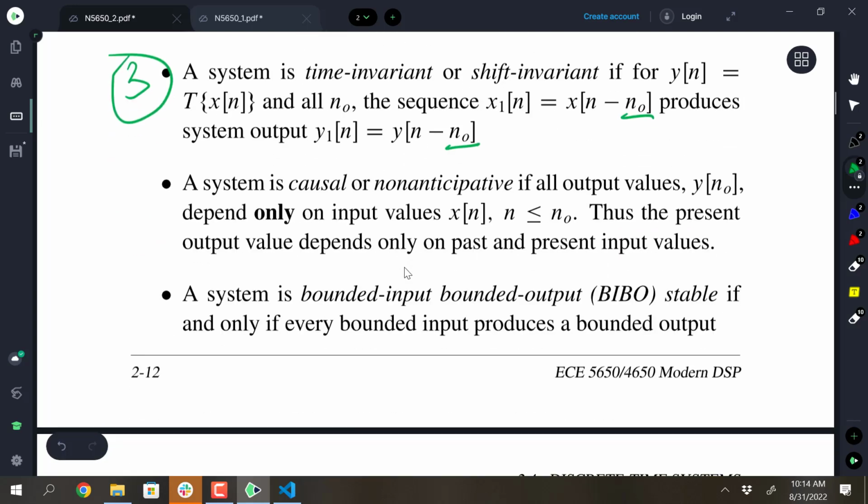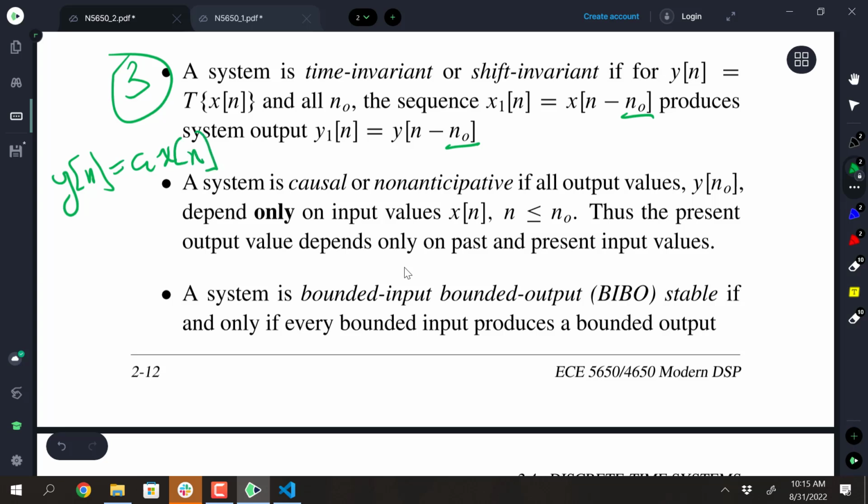I mean, I'll just write one. A is just a constant, but now you've got a constant that's changing with time, n. It's changing with the time index n. So that's going to be time varying.